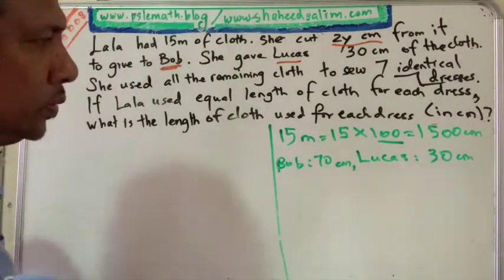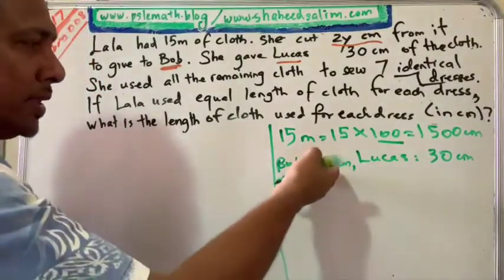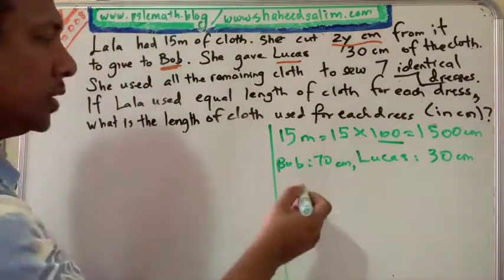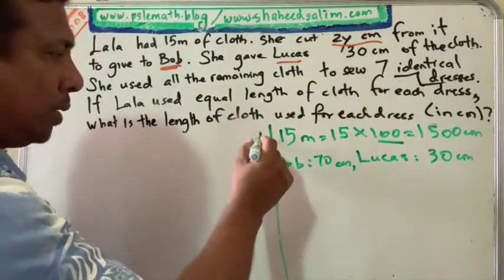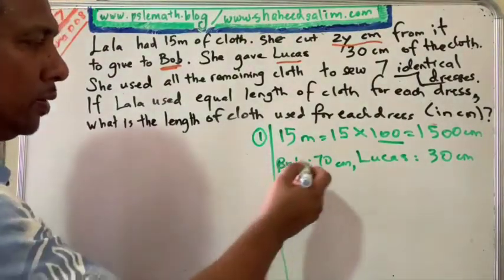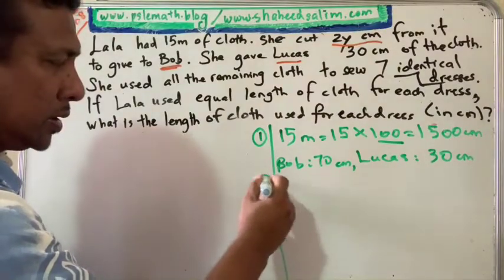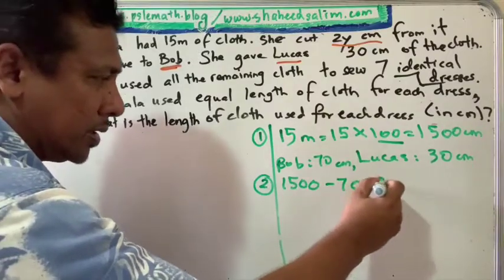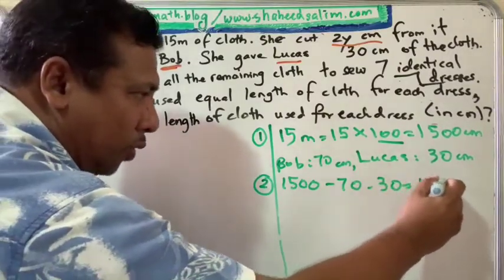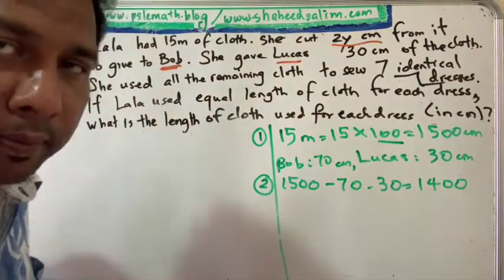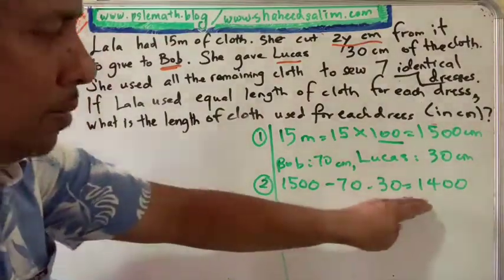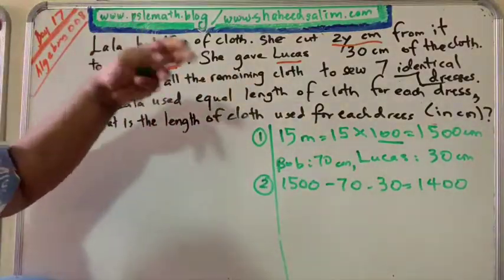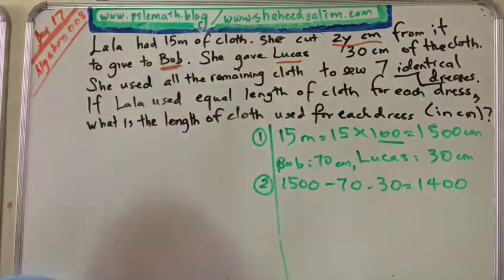So what do you do? You take 1500, you minus 70, you minus 30 to get the remaining amount of cloth. Alright, so this is step 1. We have listed here now. Step 2 is 1500 minus 70 minus 30, and you get 1400 cm. This is the amount of cloth Lala had left after giving Lucas and Bob some cloth.